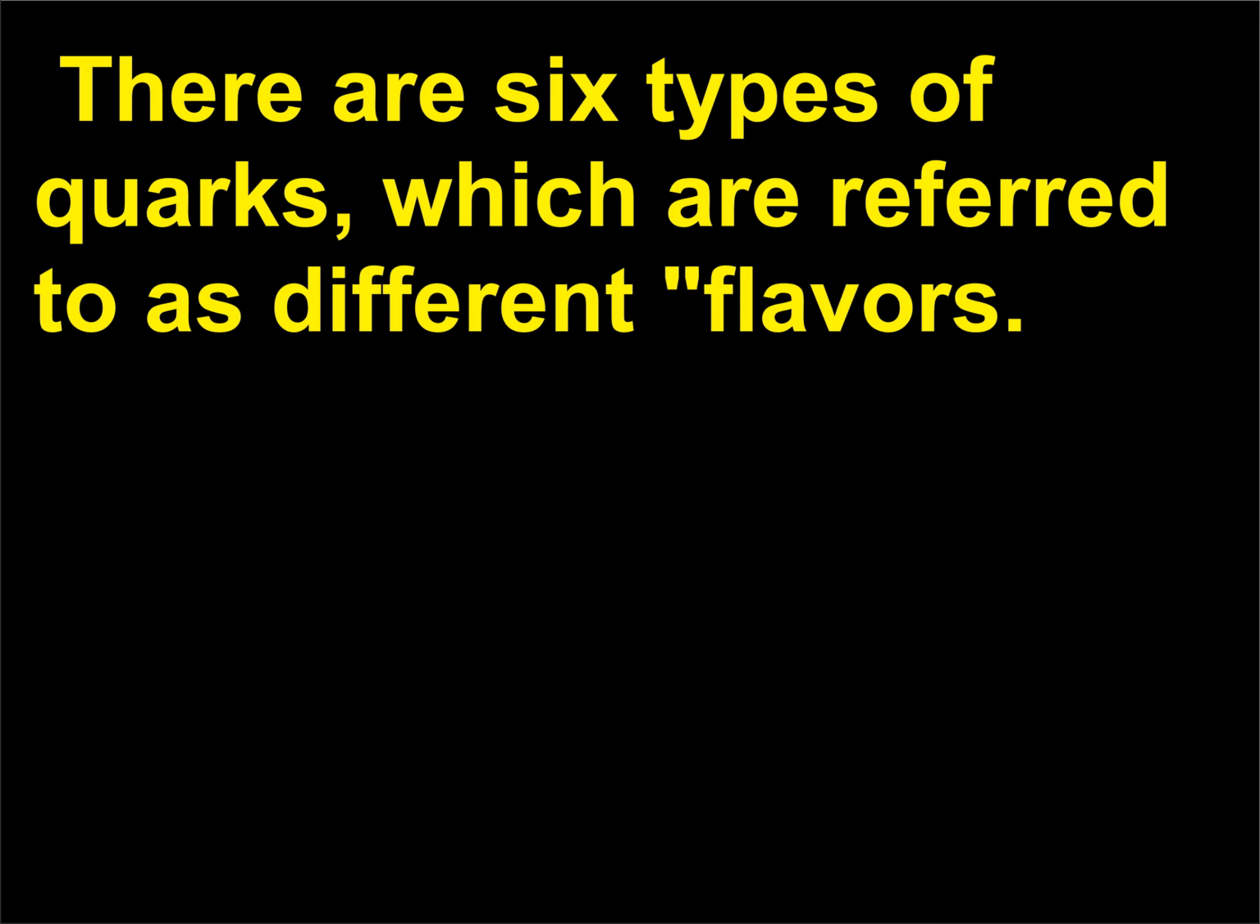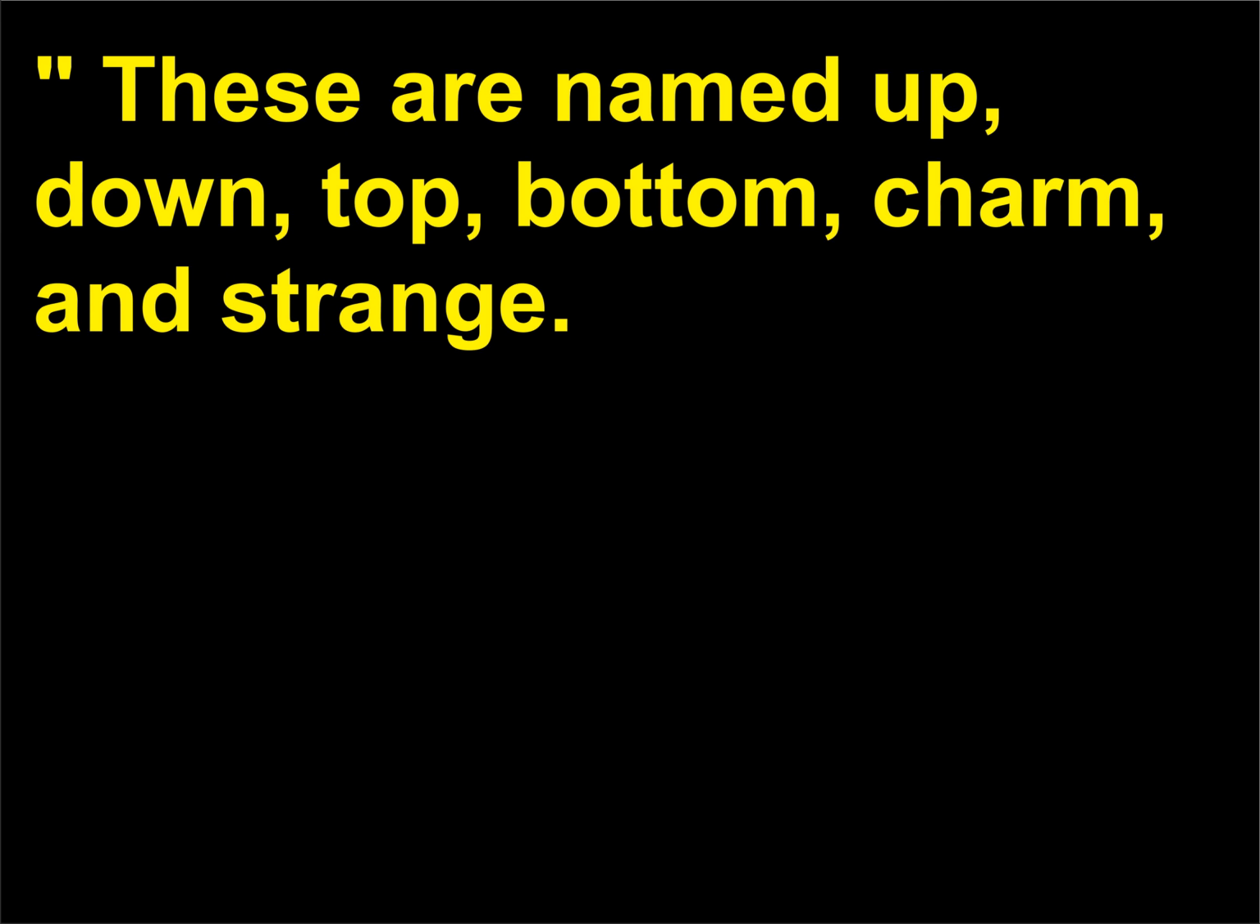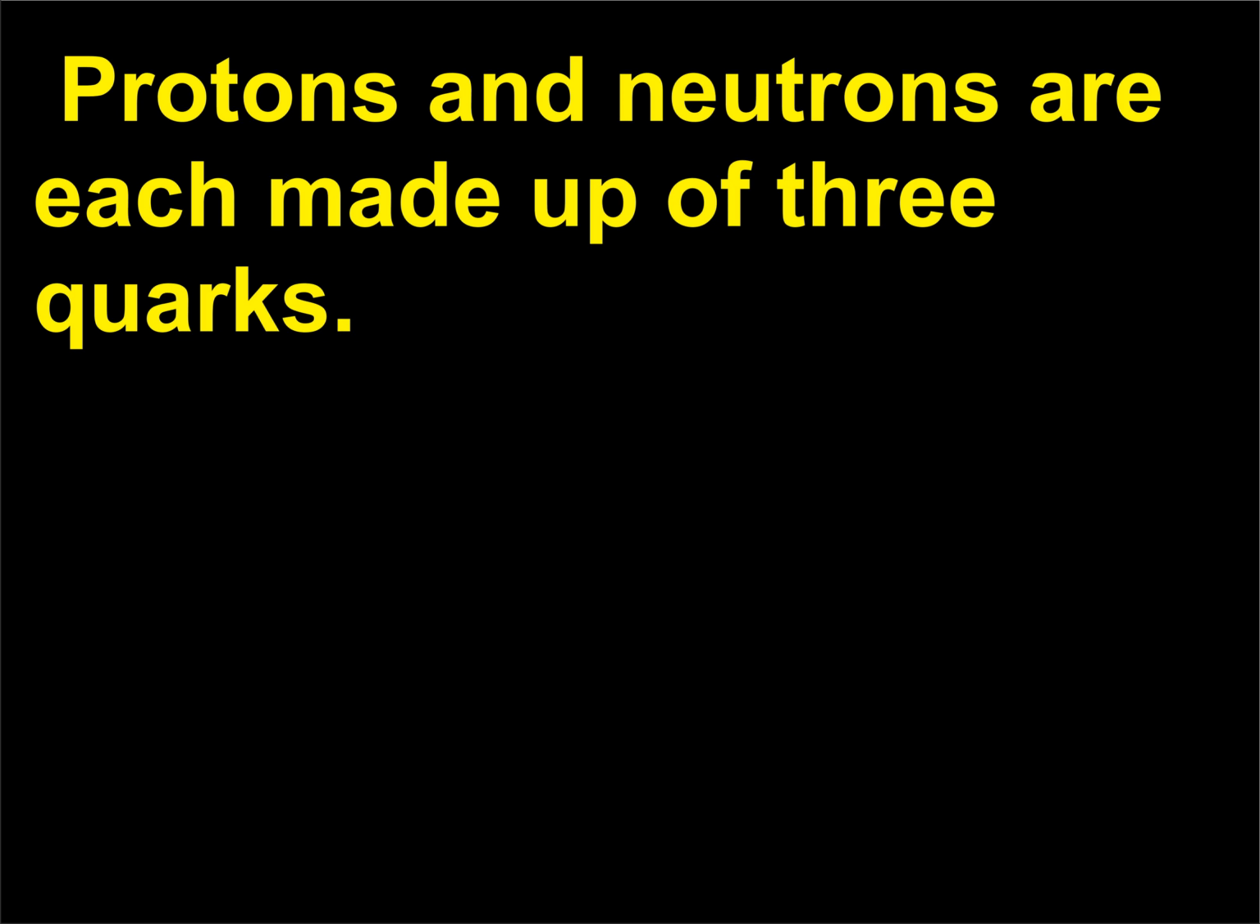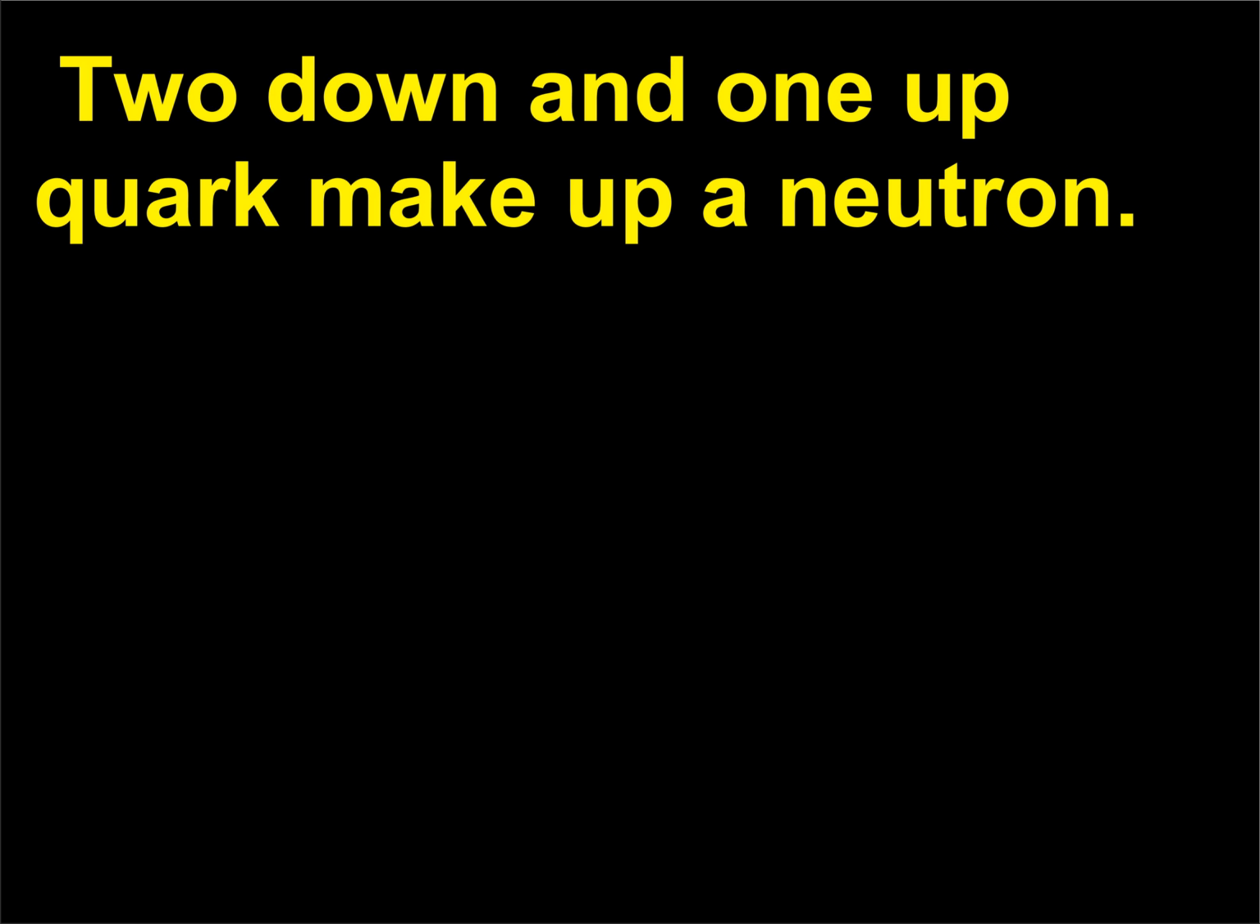There are 6 types of quarks, which are referred to as different flavors. These are named up, down, top, bottom, charm, and strange. Protons and neutrons are each made up of 3 quarks. 2 up and 1 down quark make up a proton. 2 down and 1 up quark make up a neutron.